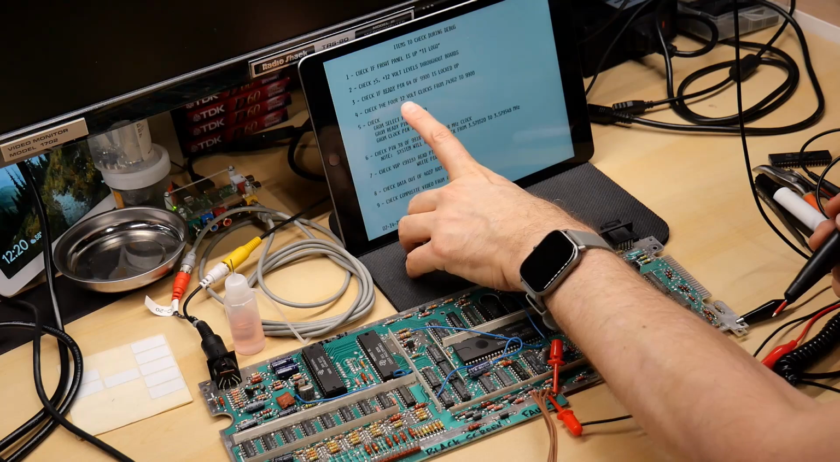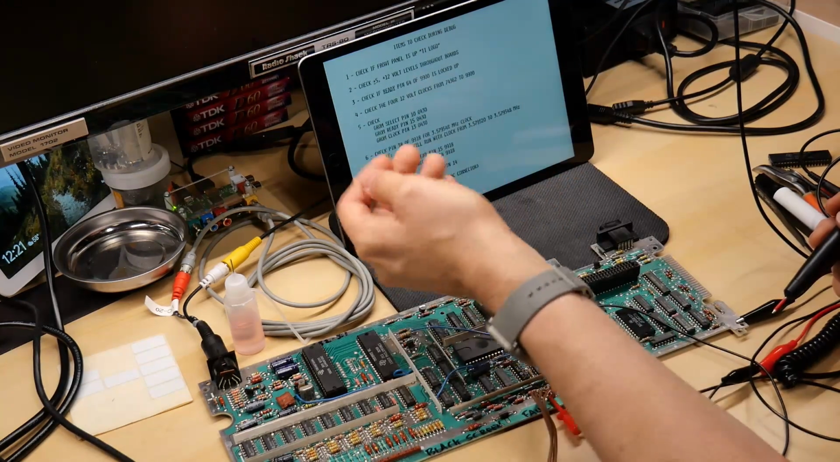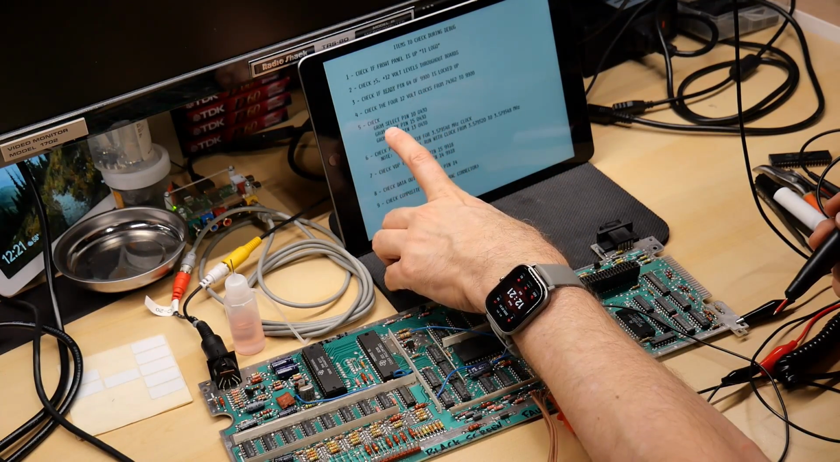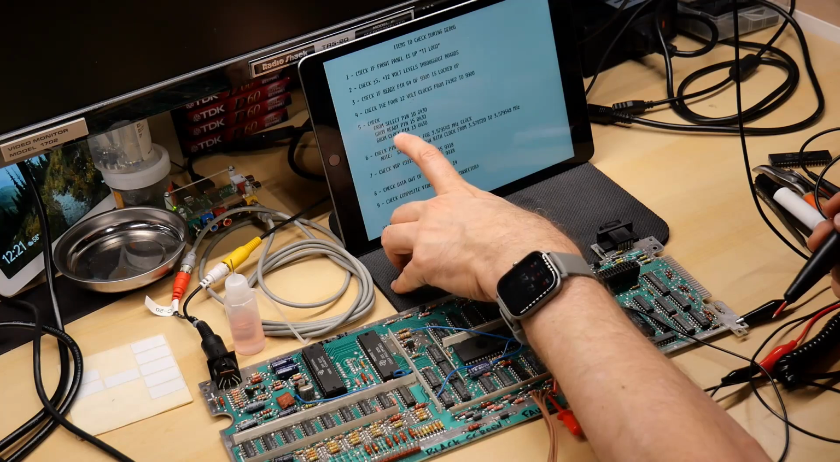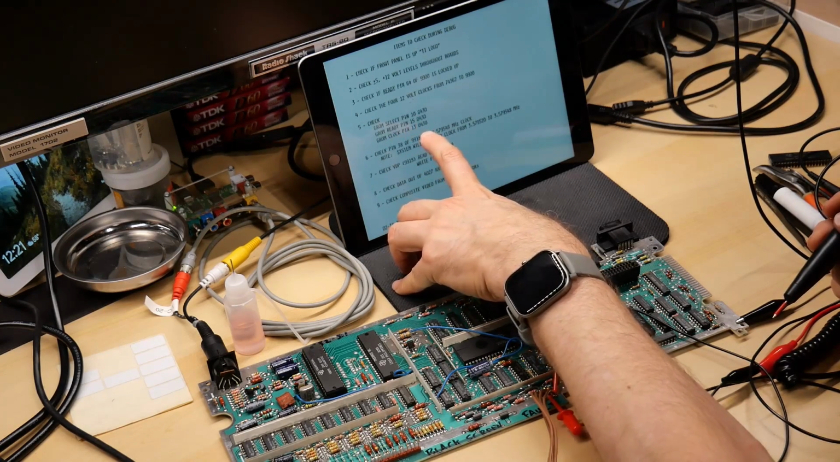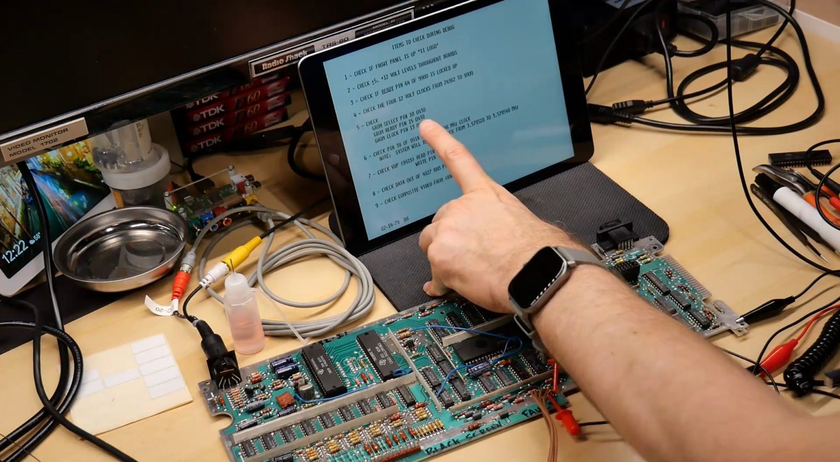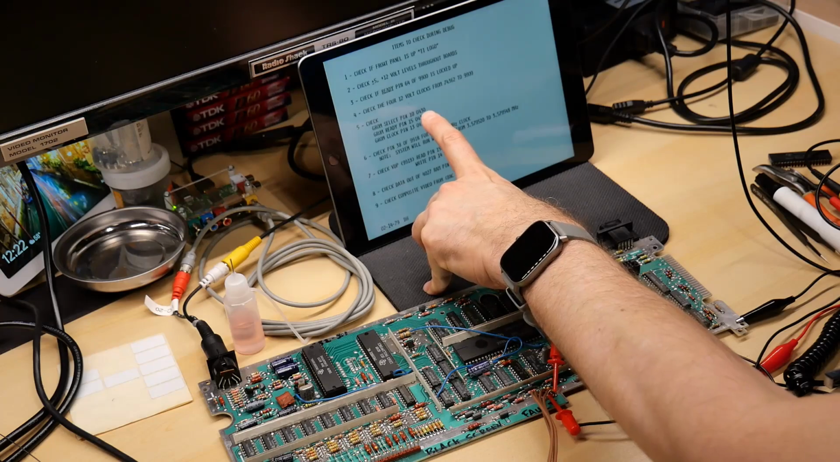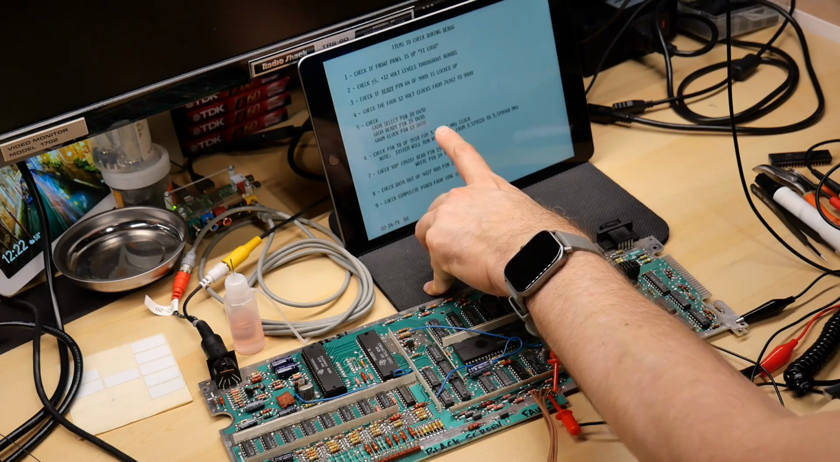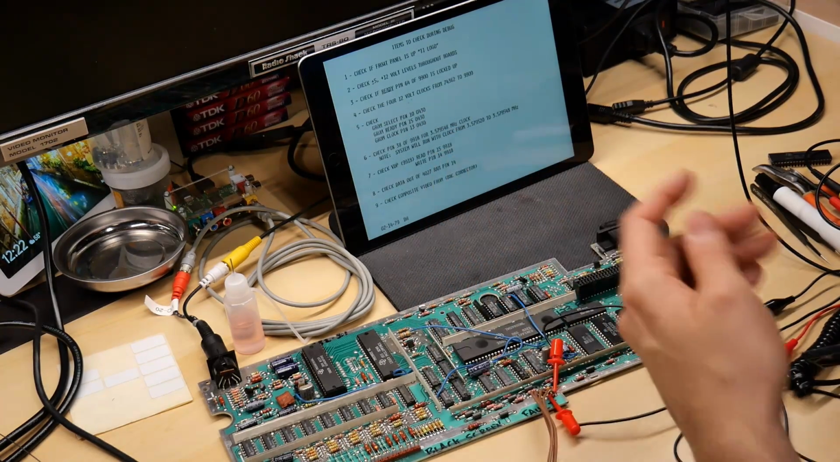Number 4 was check the 12-volt clock, so we can check that off. Those look good. Next is checking some GROM signals. So select, ready, and clock on pin 13 on the GROMs. It's talking about GROM pins on 0430. I don't know if that's one of the chips. None of these chips have that marking on it.